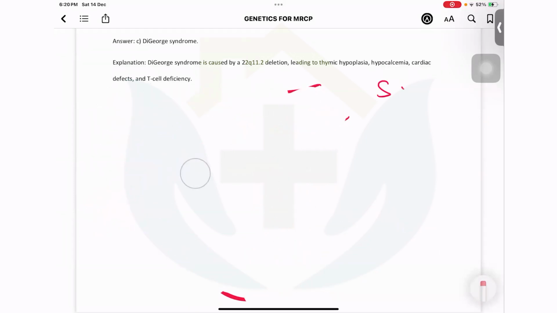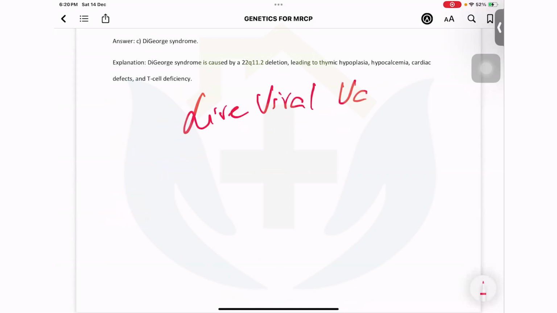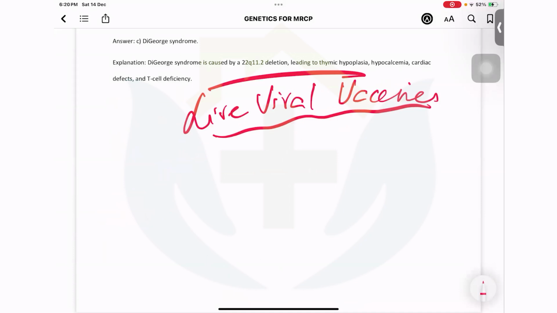So in DiGeorge, you will not administer any live viral vaccines. This you will never give them. Okay? Live viral vaccines are not to be given. Big no.